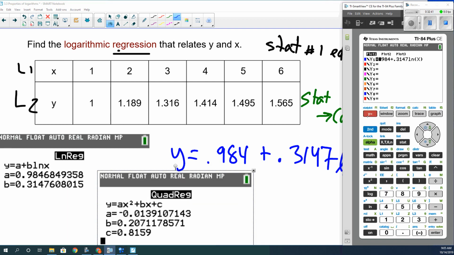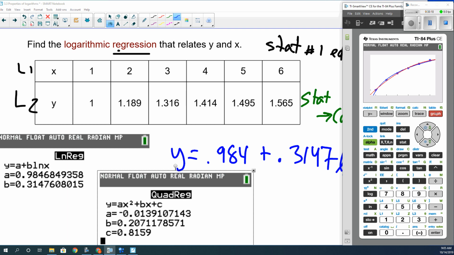So if I went and typed that equation in under, say, y2, I'd get negative 0.0139 x squared plus 0.207x plus 0.8159. So then you can see the red, it did graph it, but it doesn't look like that data fits it quite as well as the logarithmic.